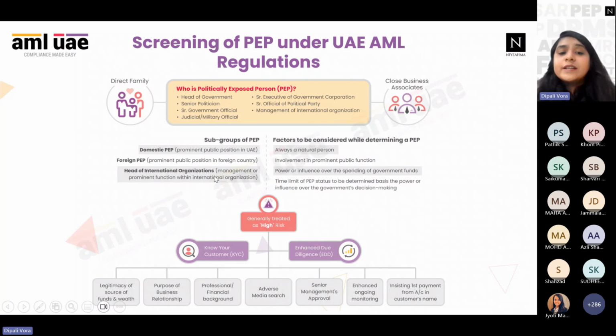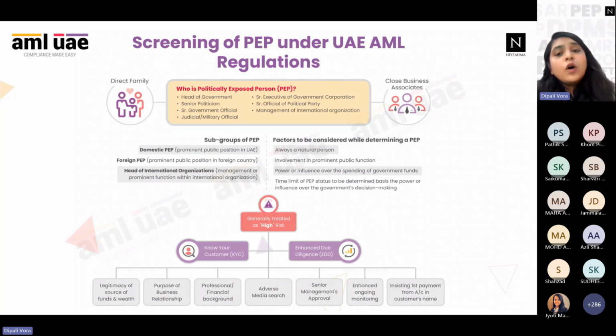Head of international organizations means international organizations are those where these organizations are formed when two or more countries have come together, signed a treaty, and now they have formed an organization. To give you an example, United Nations, that would be a classic example of head of international organization. If somebody is heading UN, they are head of international organization and they will come under that category.